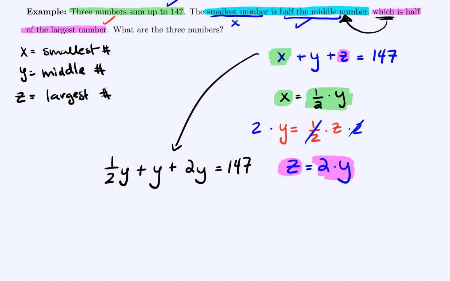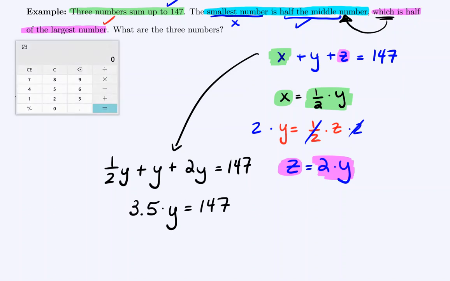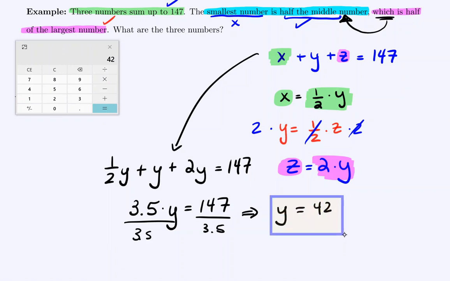This is great news because it's the same variable and we can combine this to a simpler term. This would be 3.5y equals 147 when we add them together. And when we divide both sides by 3.5, we would get that y equals 147 divided by 3.5. y equals 42. So this is the first of our answers.